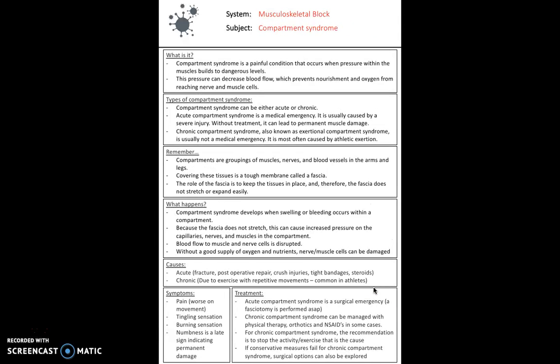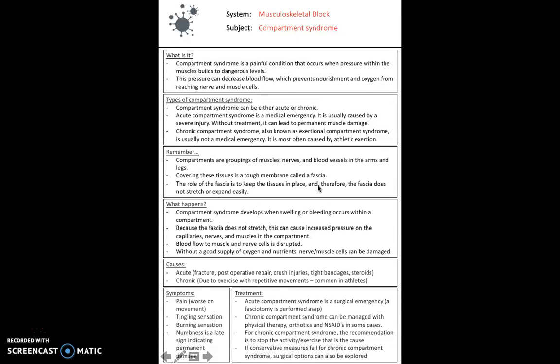Finally, for this video, we take a look at compartment syndrome. So this is a very generalized term, and compartment syndrome can occur in several places across the body. It's a painful condition that occurs when pressure within the muscles builds up to dangerous levels. So if you think about our normal anatomy here, so compartments are groupings of muscles, nerves and blood vessels in the arms and legs, and covering these tissues is a tough membrane called a fascia.